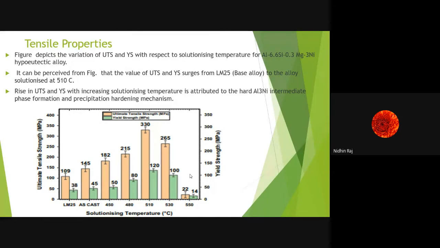This increasing trend in the present study was found to be in accordance with studies conducted before for as cast aluminum alloys. The rise in ultimate tensile strength and yield strength with increasing solutionizing temperature is because of the hard Al3Ni intermediate phase that is formed here, and also due to the precipitation hardening mechanism. Now, it can be seen from the figure that the value of ultimate tensile strength and yield strength decreases when the solutionizing temperature is further augmented to 550.